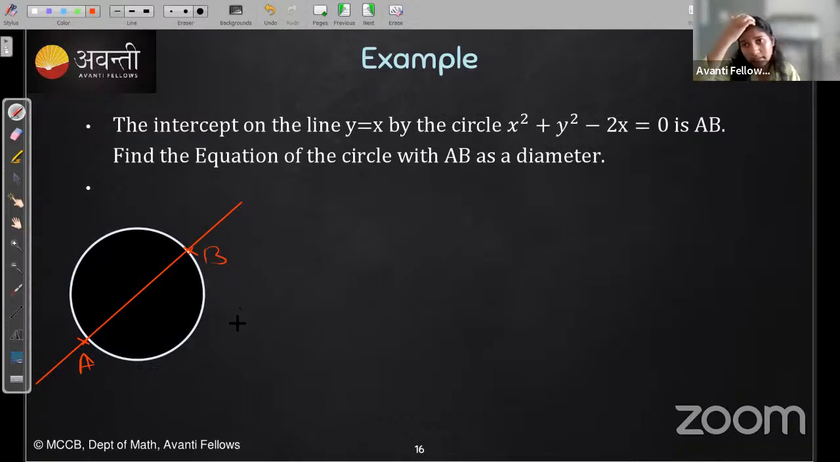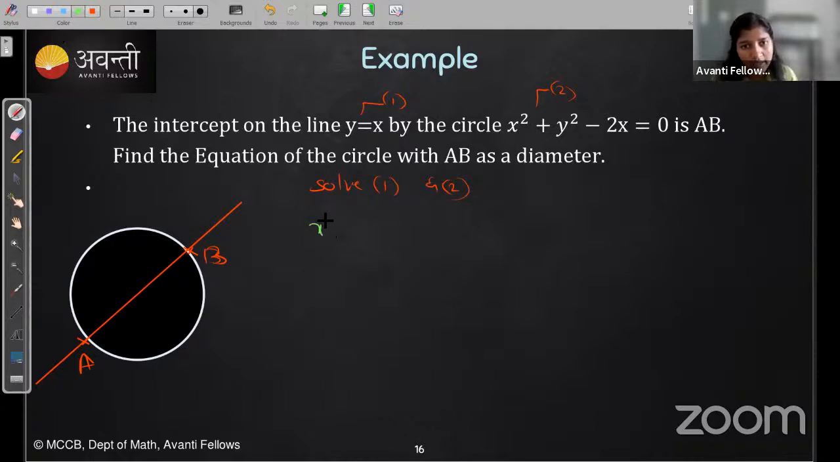How can we do it? Tell me. If it is intercepting a line, then we can find the point of intersection, right? So consider this as equation 1 and this as equation 2. Let's solve 1 and 2. So what will we get when we solve 1 and 2?